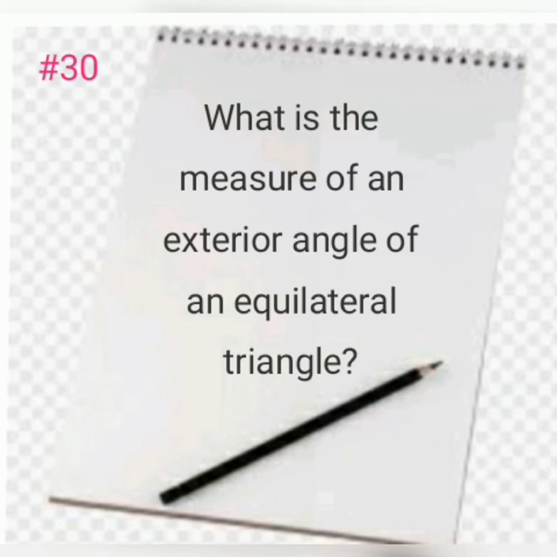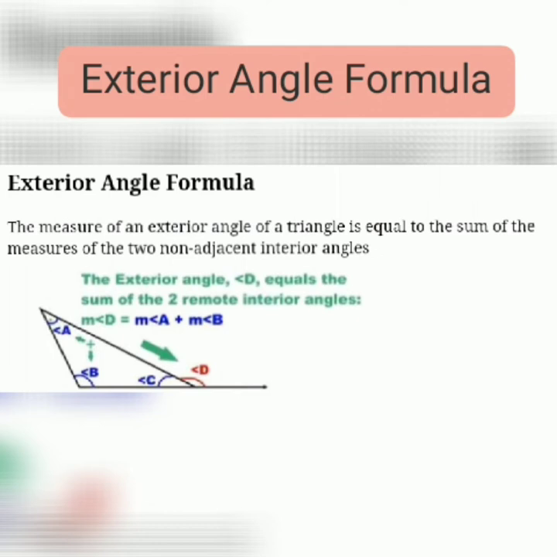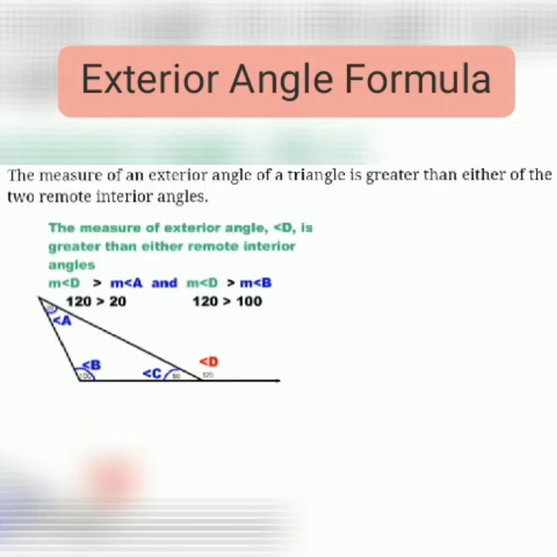What is the measure of an exterior angle of an equilateral triangle? Remember this. The measure of an exterior angle of a triangle is equal to the sum of the measures of two non-adjacent interior angles. The measure of an exterior angle of a triangle is greater than either of the two remote interior angles.